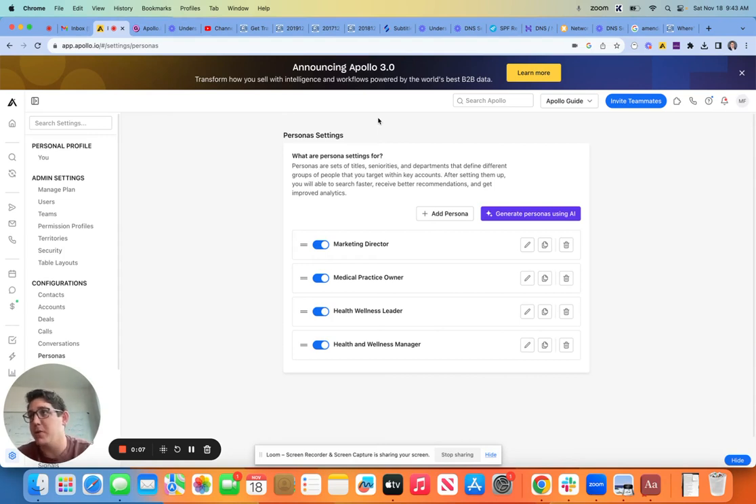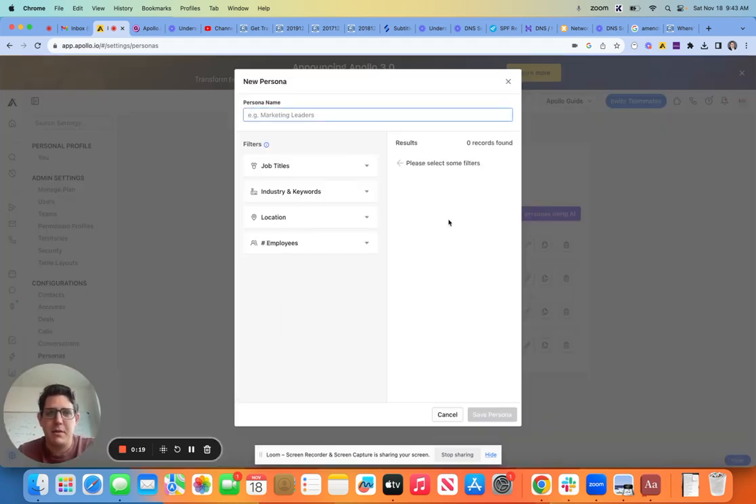So, what are personas? Why are they important? I guess we'll start there. Personas are basically your target buyers and all of their demographic, firmographic information. So, these are basically the top of the top in terms of people that we want to reach out to, or we could also think of it as just a group of people, right?